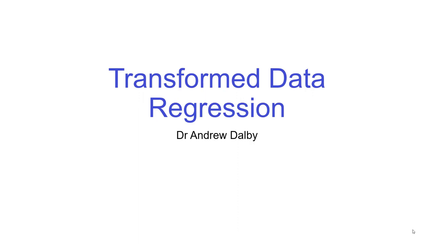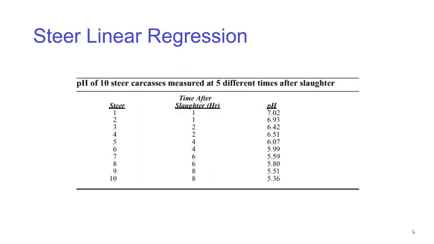So this is a set of data where applying a simple linear model isn't going to work because the data actually has a curve. And so you need to do some transformation of the data. Here we have some data for the pH of steer carcasses measured at 5 times after slaughter. So what you've got is pairs: after 1 hour, 2 hours, 4 hours, 6 hours and 8 hours. And you've got their pH, so the acidity of their tissues.